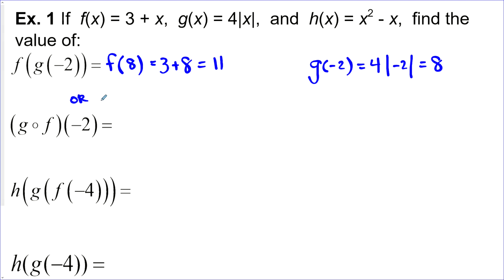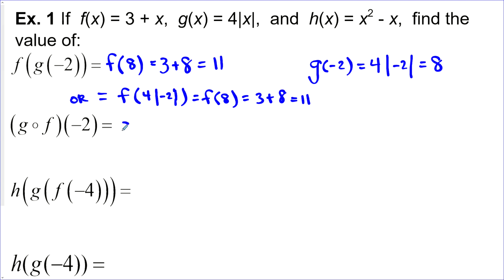So I'm going to write "or" here to show a different way. You can keep it together and evaluate essentially this inside of the brackets here. So g at -2 is 4 times the absolute value of -2. And just do the math inside these brackets. So f at, and this turns into 8 as we've already seen, and f at 8 is 3 plus 8, which is 11. I'm going to continue to do it this second way. I find it's very clear and it keeps everything neat and tidy.